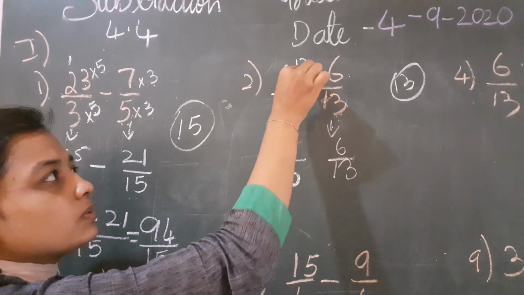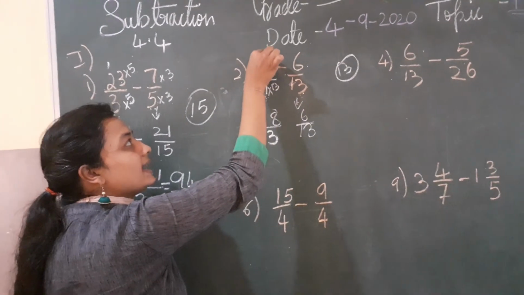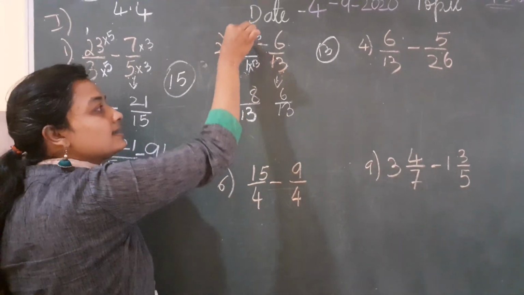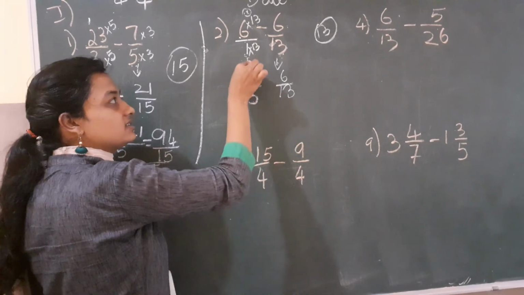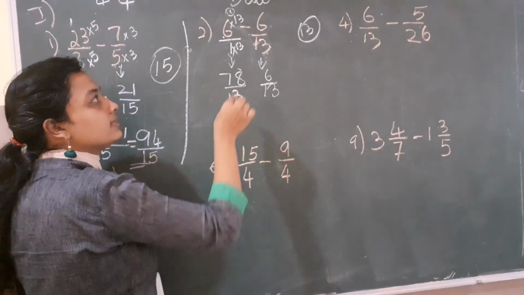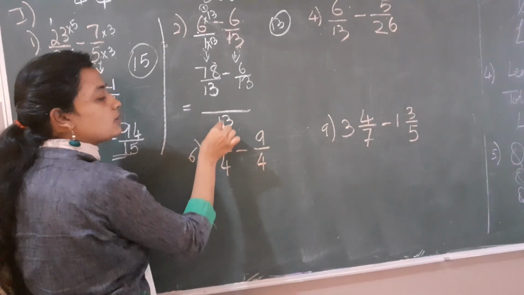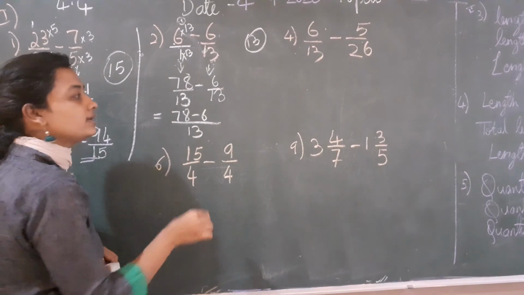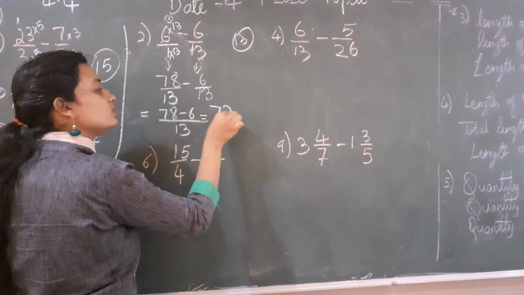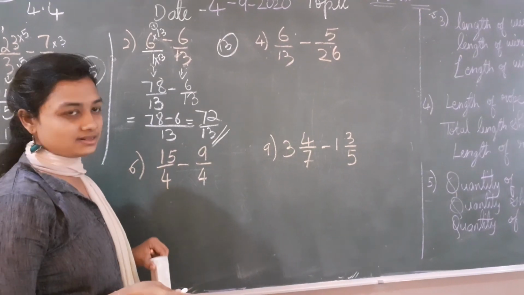So multiply this, what is the answer you get? 6 3s are 18, 1 carry. 6 1s are 6 plus 1, 7. So this is the equivalent fraction I have converted. Now I have to subtract. Easy. Just write 13 in the denominator. Subtract 78 minus 6. What is the answer you get? 72 by 13. So this is my answer.